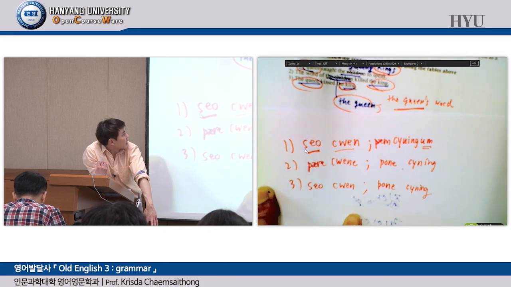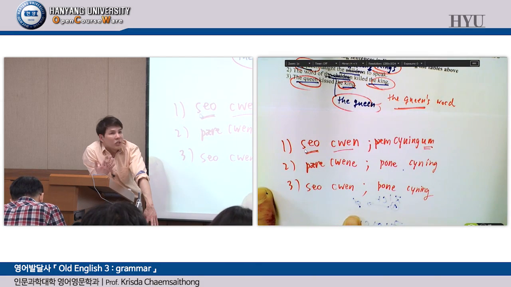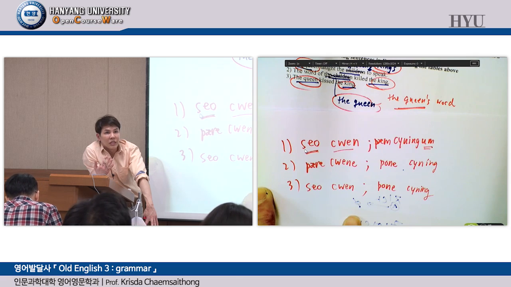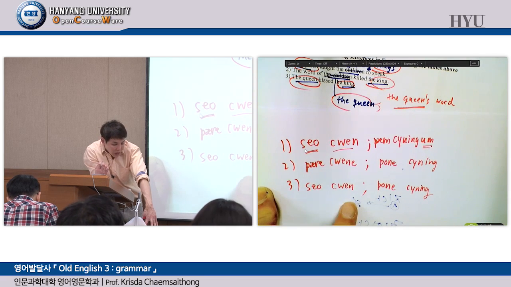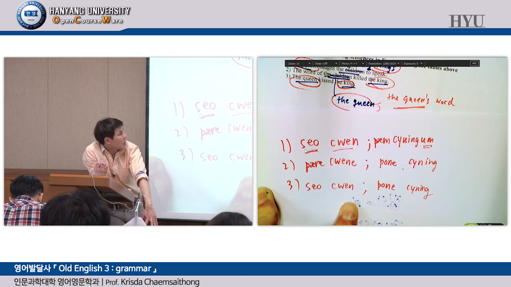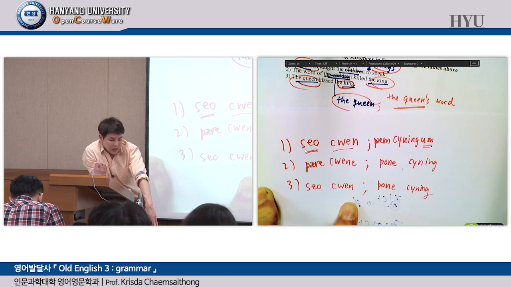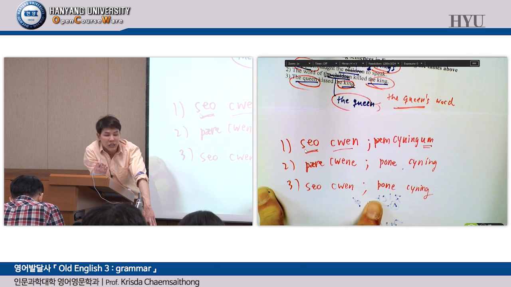Number three, the queen kissed the king. So who is doing what to whom? The queen is the subject, right? So it has to be the nominative case, so it has to be seo queen, right? Seo queen. And then the king there is the objective case or accusative case, so tone kinning, right? Same as number 2.